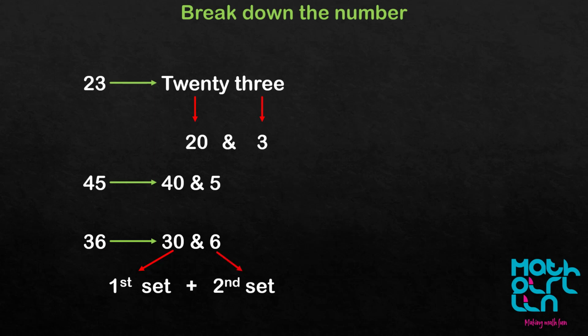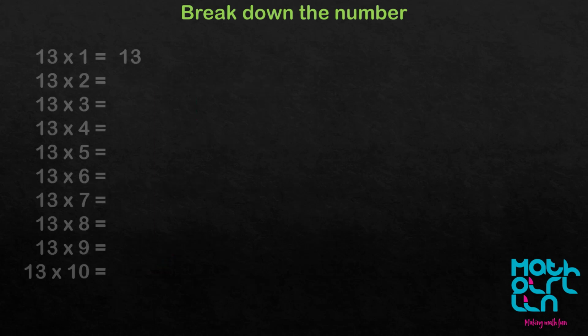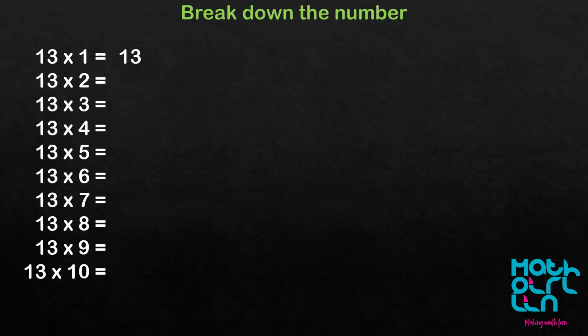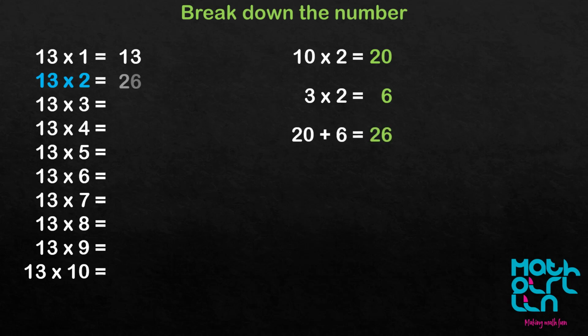Let's do the multiplication table of 13. 13 ones are 13. Don't really have to calculate it. 13 times 2. We are going to look at 13 as 10 and 3. First, we multiply 10 times 2, and you get 20. Then we multiply 3 times 2, and you get 6. So 20 plus 6 equals 26.